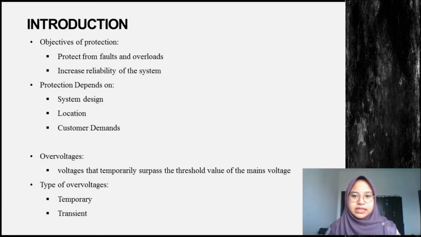Next, overvoltages are defined as voltages that temporarily surpass the threshold value of the main voltage, and they can be classified into two types, which are temporary and transient overvoltages. Temporary overvoltages generally have a waveform shape that is slightly damped or undamped and last a longer period of time. Meanwhile, transient overvoltages have a highly damped waveform and occur over a very short period of time.